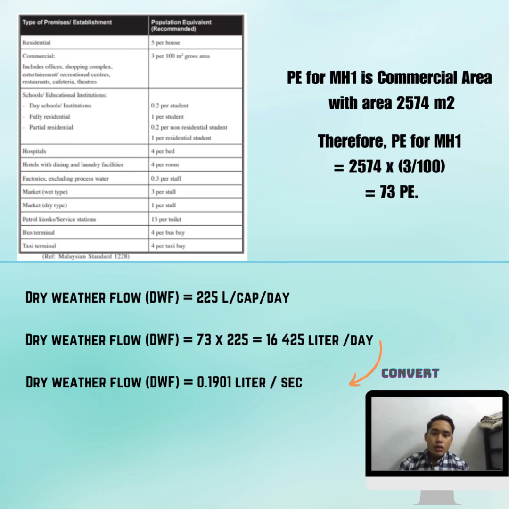Next we go to the dry weather flow. We know that dry weather flow is commonly 225 liter per capita per day. To find the dry weather flow, we multiply 73 with 225 and we get 16,425 liter per day. After that, we convert it to liter per second, which gives 0.1901 liter per second.